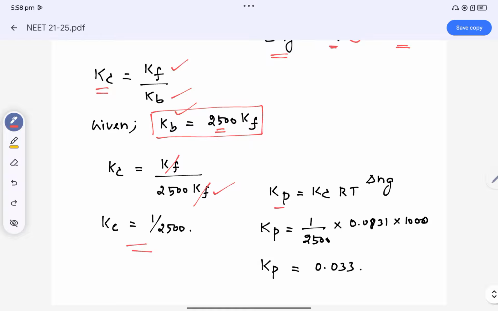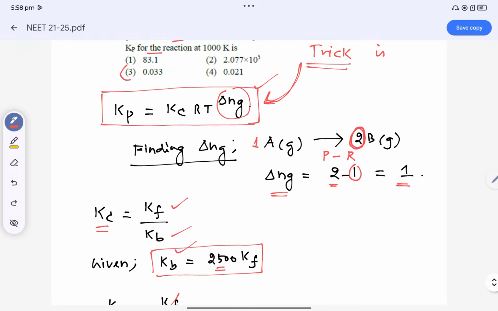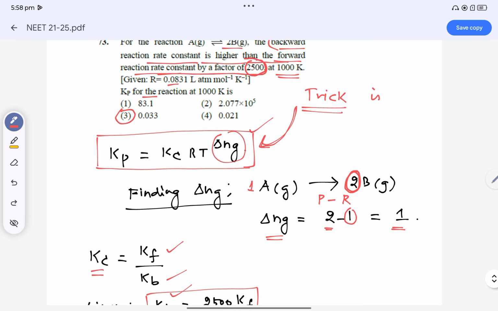Substitute this value: Kp is equal to Kc (RT) to the power del Ng. Kc is 1 by 2500, 0.0831 is the R value, and also the T value. When we substitute these values, Kp is found to be 0.033. So we have option 3. Option 3 will be the correct answer.